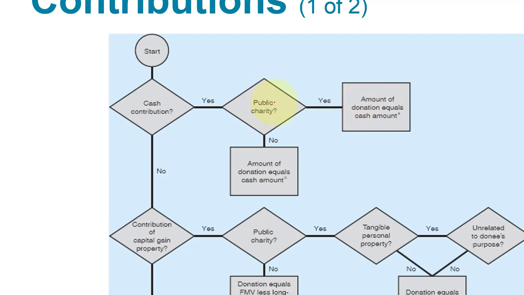If it's amount donated equals cash amount. Well, either way, the amount you can deduct is deductible, but if you get something back, yeah, from the charity, you have to reduce your contribution by anything that you get back that's tangible. Okay, so let's go to non-cash contributions here. So the question here is whether the property is a capital gain property.